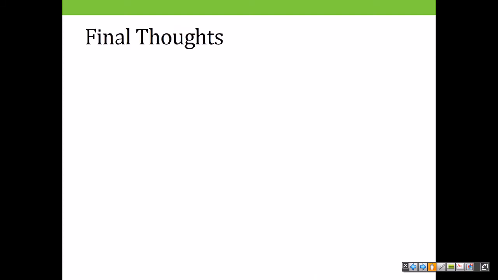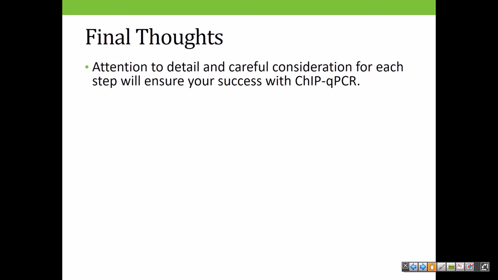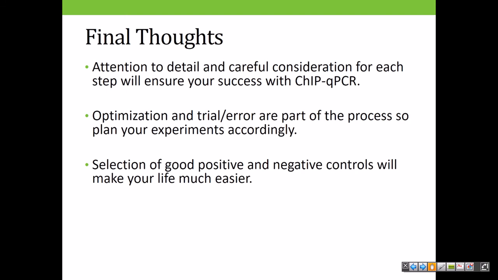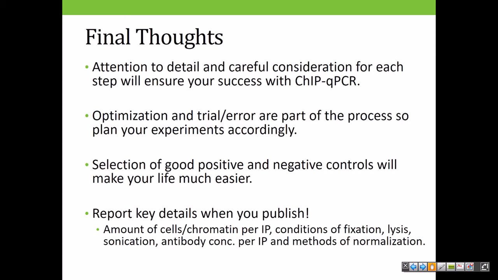So my final thoughts in all of this. First, attention to detail and careful consideration for each step will ensure your success with ChIP-qPCR. Optimization and trial and error are part of the process, so plan your experiments accordingly. Selection of good positive and negative controls will really make your life easier, especially the positive control. You really want to make sure that in the best of circumstances, you can get it to work. From there, you can build. Okay, if I can get a histone to work, chances are I can make this work for other things. And of course, report key details when you do publish.